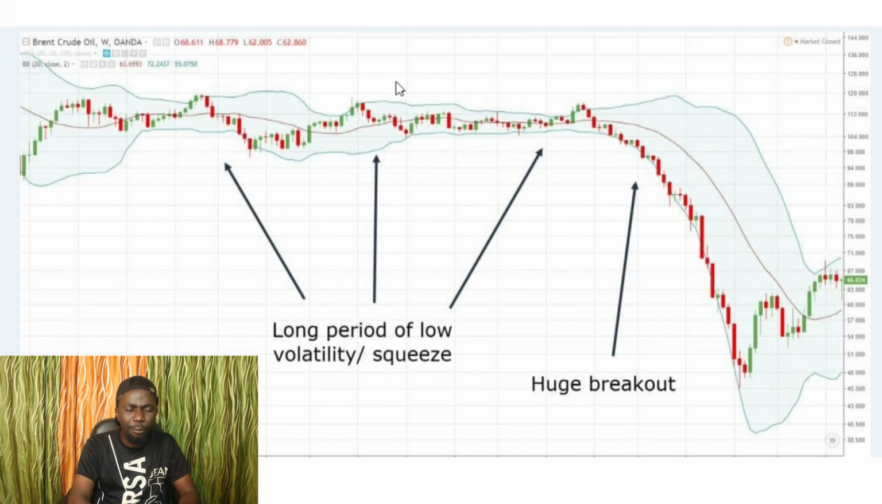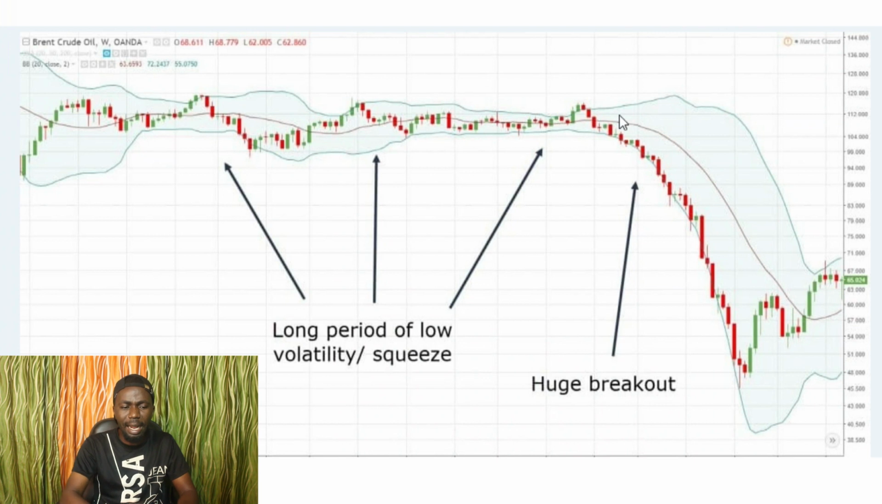This is a period of low volatility. At this period, there was low volatility. There is no selling or buying pressure, because the candlesticks are very small and the Bollinger Band has compressed. The Bollinger Band has squeezed. So in this scenario, you don't have to do anything. You just exercise patience and wait for a breakout.